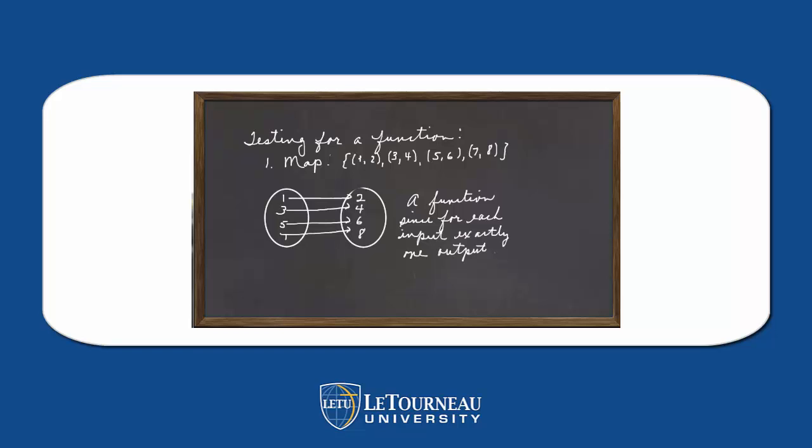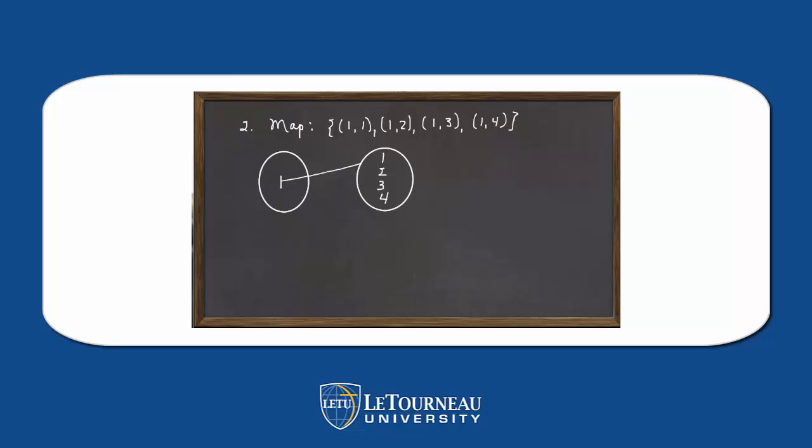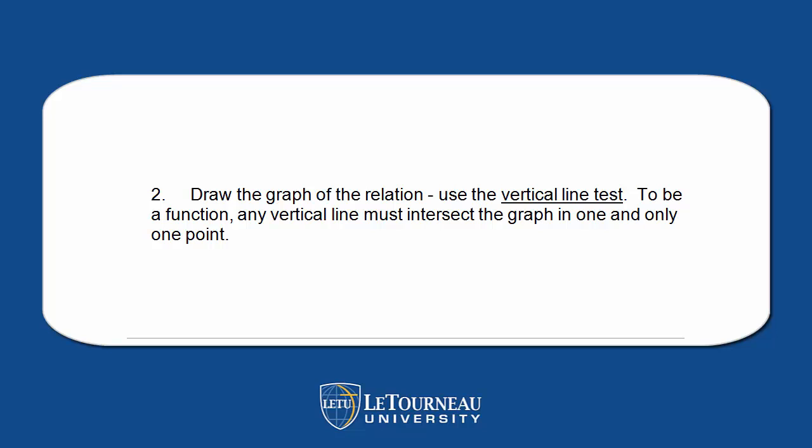Okay? Now, another example. Let's map 1 to 1, 1 to 2, 1 to 3, and 1 to 4. This is not a function. For each x, there can only be one y. And notice, this one can't make up its mind which y value it wants. So it chose all 4.